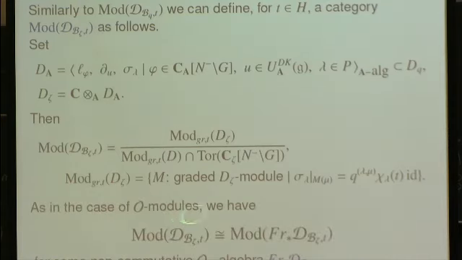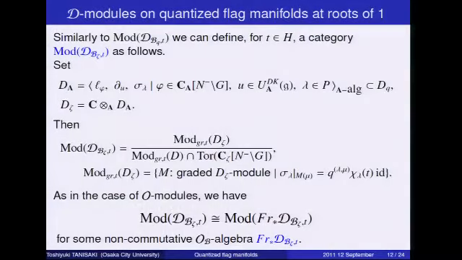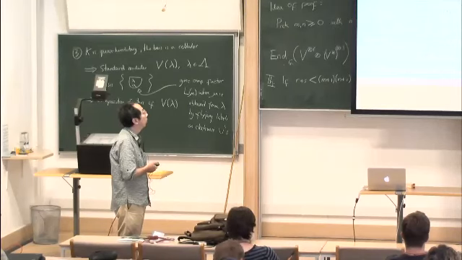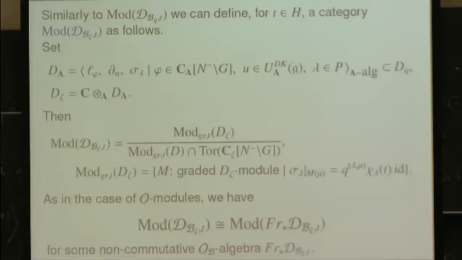But as in the case of O modules, we have an equivalence of categories. Or we can replace this category by some other actual abelian category consisting of actual modules over some algebra. So this is a non-commutative O algebra on the ordinary flag manifold. So an ordinary sheaf of rings on the ordinary flag manifold.